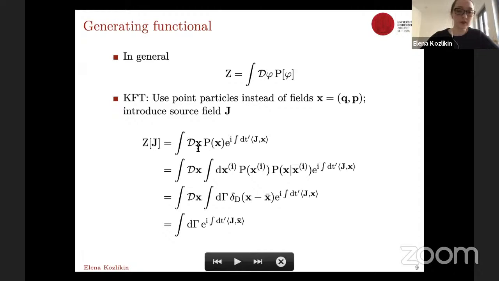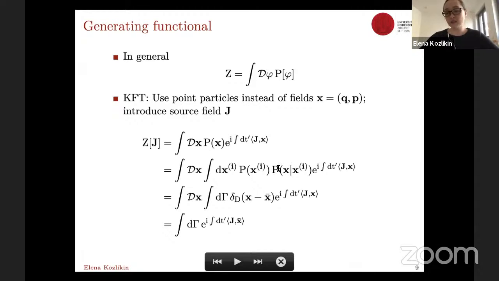We have a path integral over all possible particle positions and momenta. We have some probability distribution of particle positions and momenta, and we have this phase factor, which incorporates the dynamics of the system. So what we do is we then rewrite this probability distribution. We split it into an initial particle distribution of positions and momenta in phase space, and some transition probability of particles going from their initial positions to some final positions.